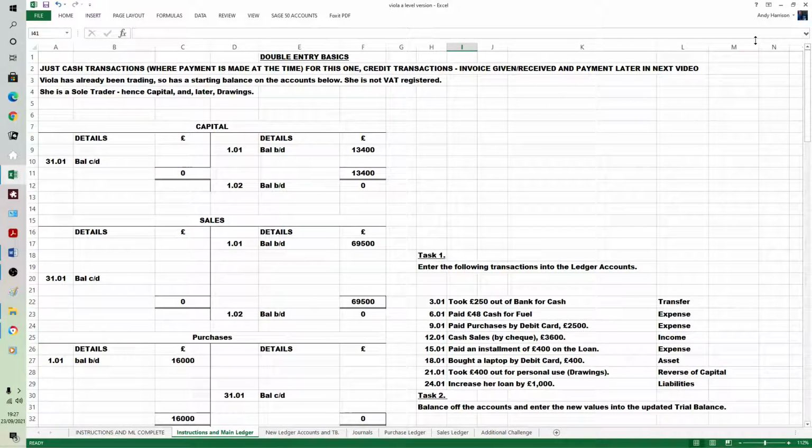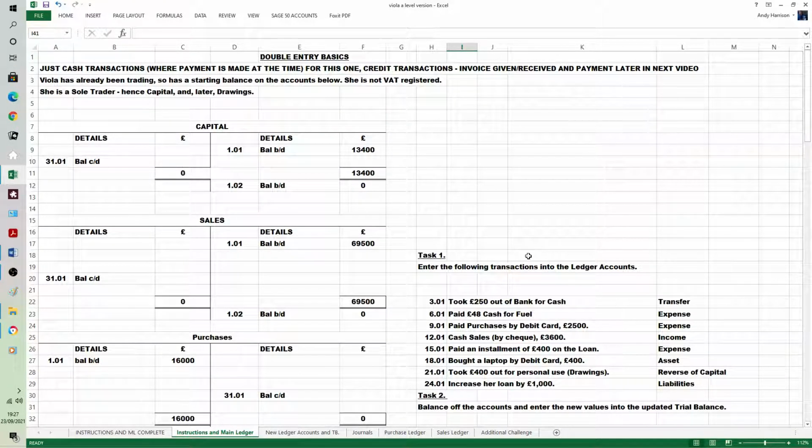So Viola's already been trading, that's why there's already balances on the T accounts, the ledger accounts. She's not VAT registered because VAT doesn't occur much in A-level. She's a sole trader, we know that because there's capital, and later drawings, which is when she starts taking her own money out because she's already got some good sales. About time she spent some money on herself. So, short list of transactions to do, those will then take a few seconds.